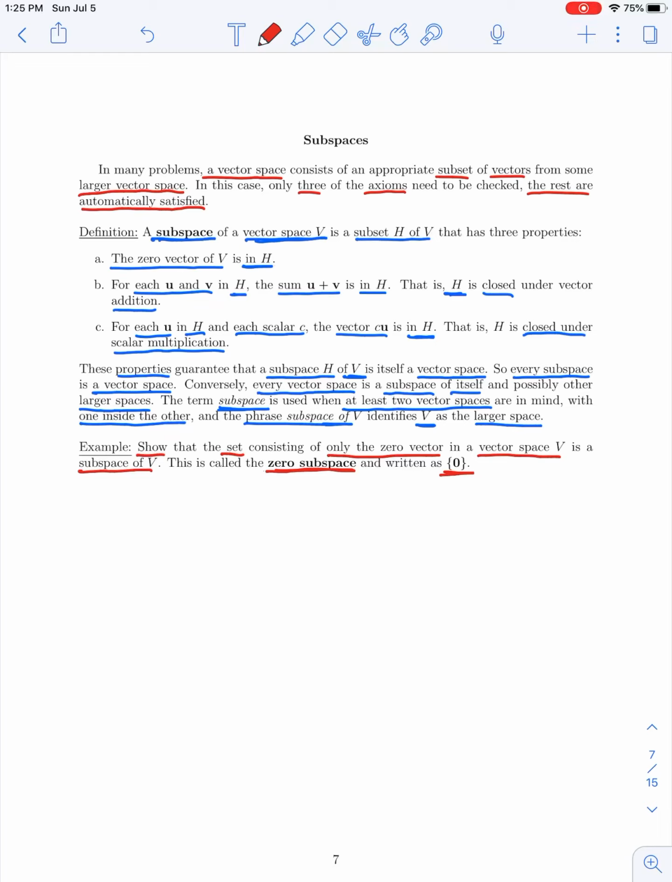In order to show something is a subspace, we have to show that the 3 axioms in the definition all hold. The first thing that we have to check is whether or not our subspace contains the 0 vector. In this example, our subspace is the set consisting of only the 0 vector. So the first axiom clearly holds. Clearly the 0 vector is contained in the set which consists of only the 0 vector.